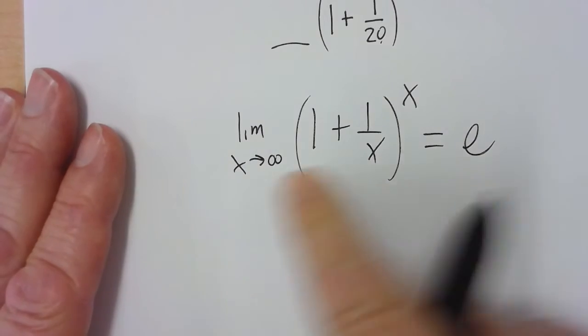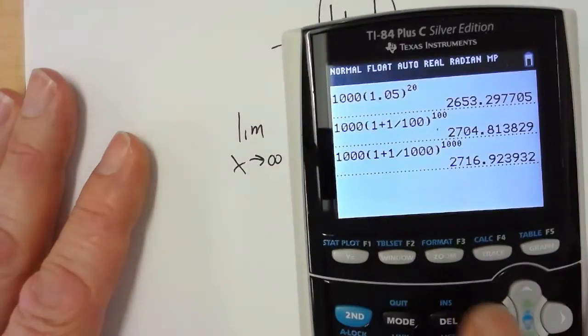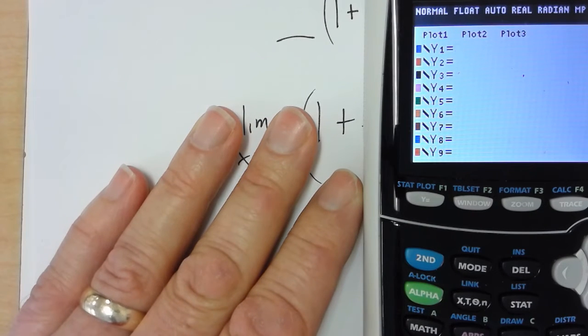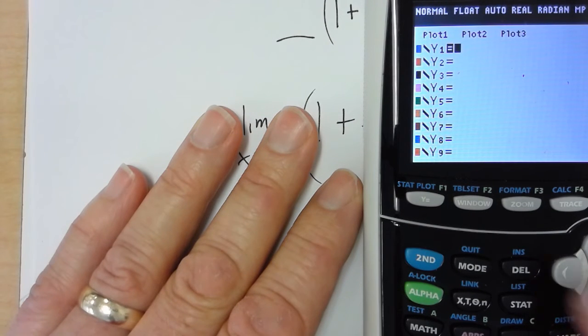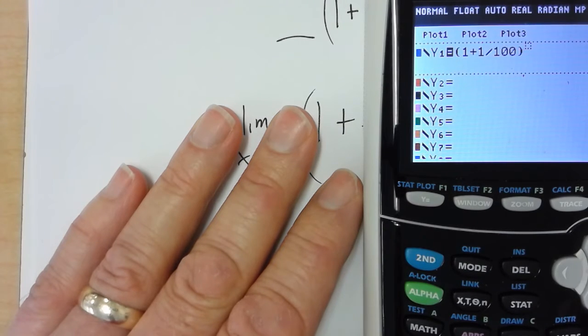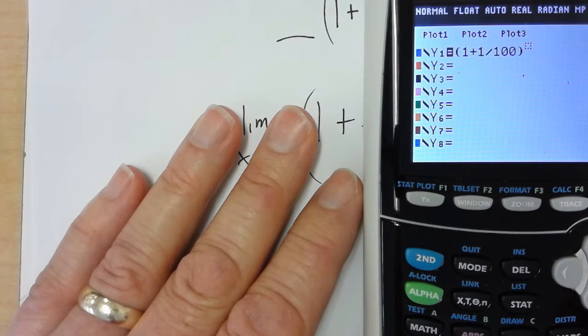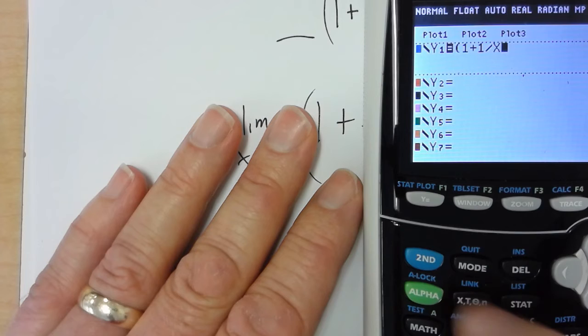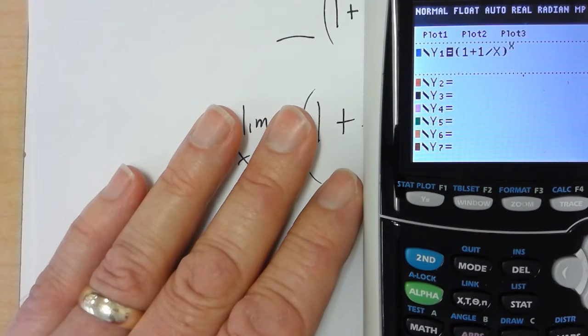So let's go ahead and type that into the calculator. I'm going to go to y equals, and I need parentheses first. Left parenthesis, 1 plus 1 divided by... Oh, no, no, no, I don't want 100. I want to make it generic. I want x. So we go 1 plus 1 divided by x, because I want that to change, to the power of x. Okay, I got locked into doing 100.